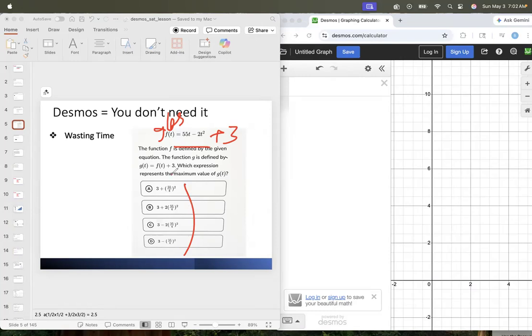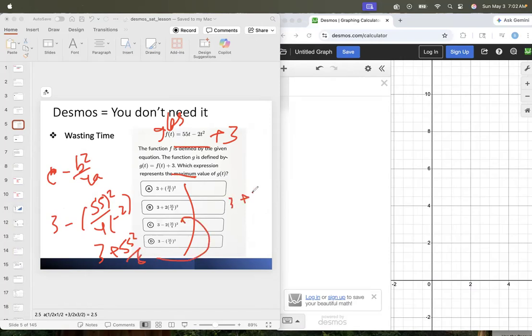Every time they ask you for a maximum, use this formula: c minus b squared over 4a. What is c? 3. b squared is 55 squared, over 4 times a, which is minus 2. And this is going to give you 3 plus 55 squared over 8. I don't see my answer, but I can still simplify it.